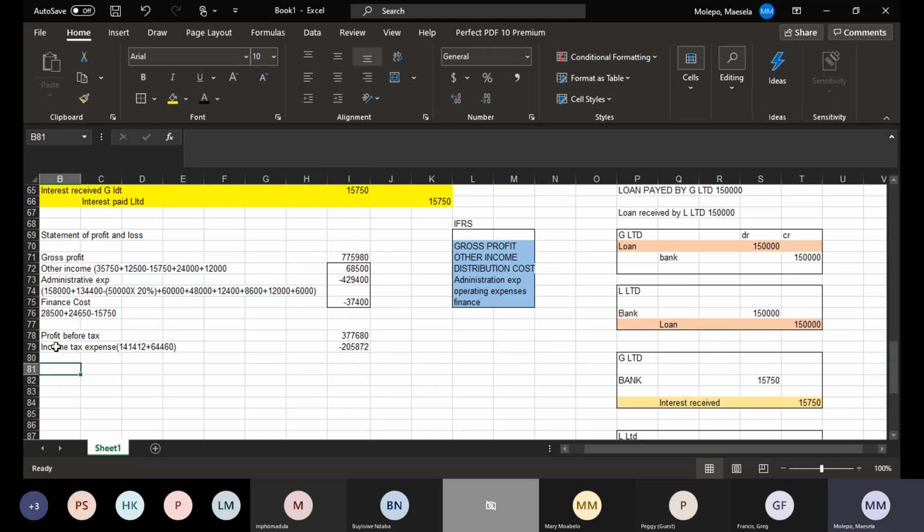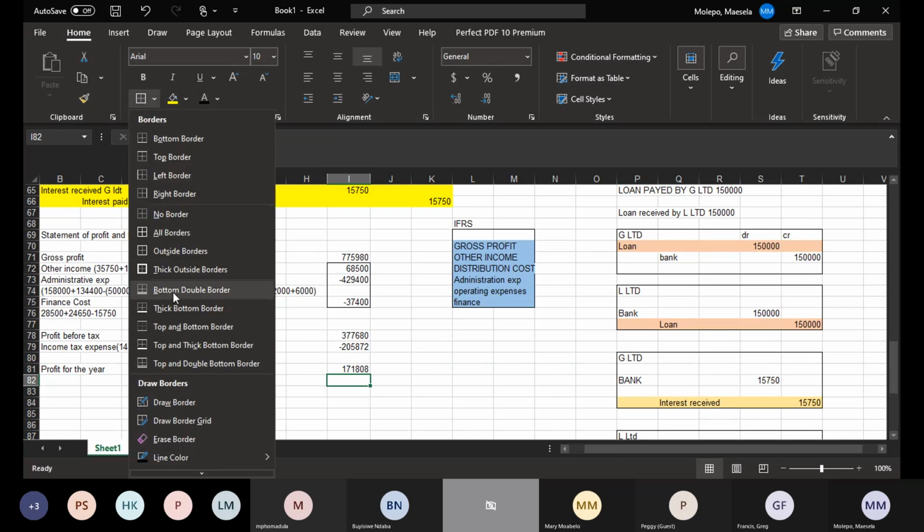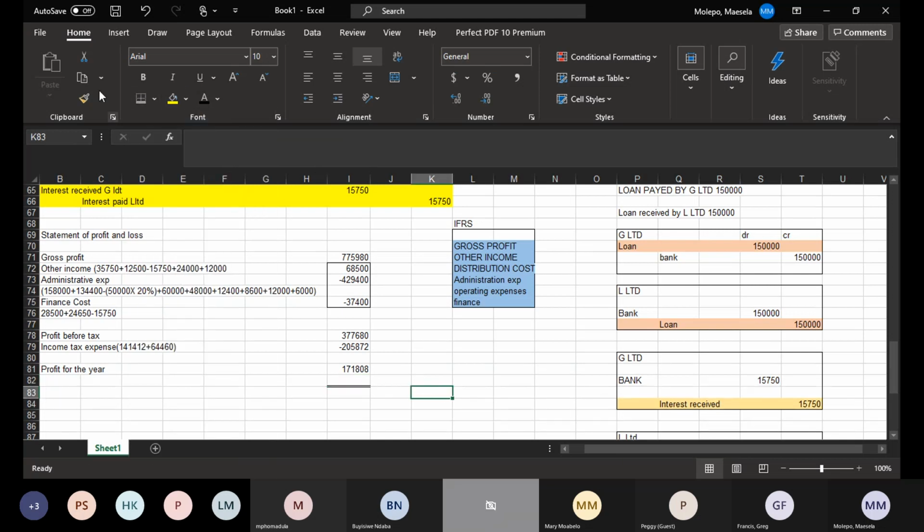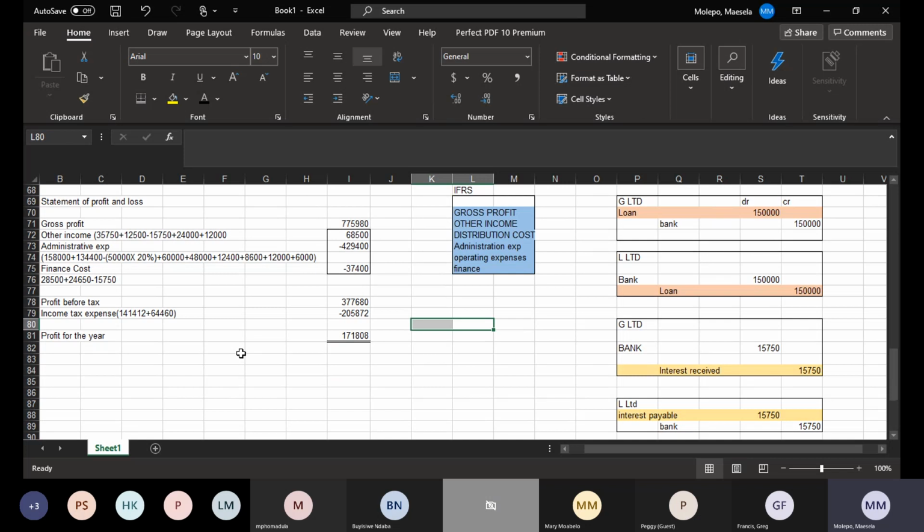Then when we do our profit for the year, the profit for the year will be the 377 minus the 205, which is sitting at 171,808. Okay, then we can go to the SCE.